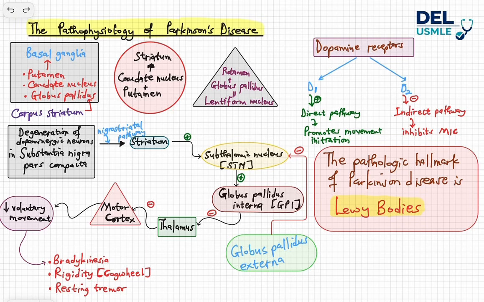Now, what happens in Parkinson's disease is that there is going to be degeneration of dopaminergic neurons in the substantia nigra pars compacta of the midbrain. And when that happens, it means we are going to have little dopamine reaching the striatum. It means that the nigrostriatal pathway is going to be compromised in a way because we are not getting the dopamine from the substantia nigra pars compacta.